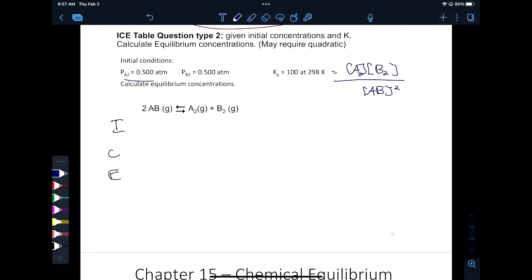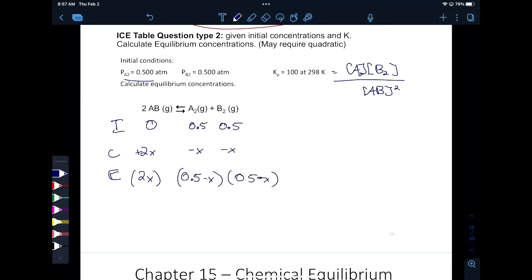So the initial pressure of A2 is 0.5. B2 is 0.5, AB is 0. So which direction does the reaction have to go? Reverse. So it's minus X plus 2X. Don't forget the stoichiometry. Okay, let's add it up. So at equilibrium, AB is going to be 2X. And then A2 and B2 are going to be 0.5 minus X, for both of them, 0.5 minus X.